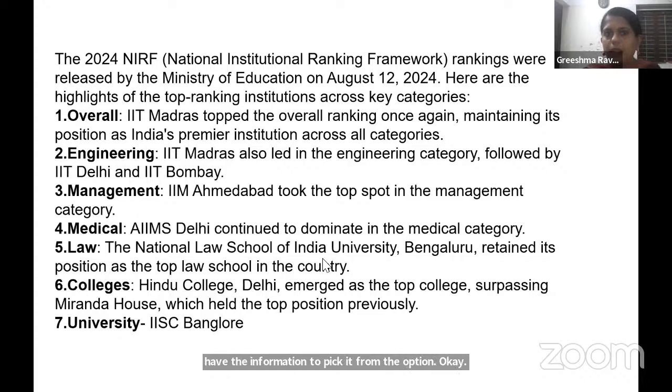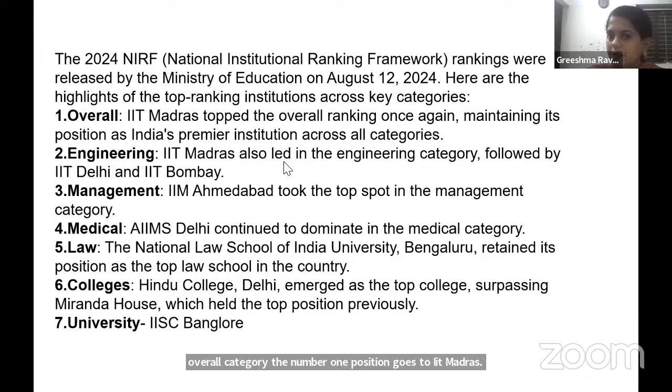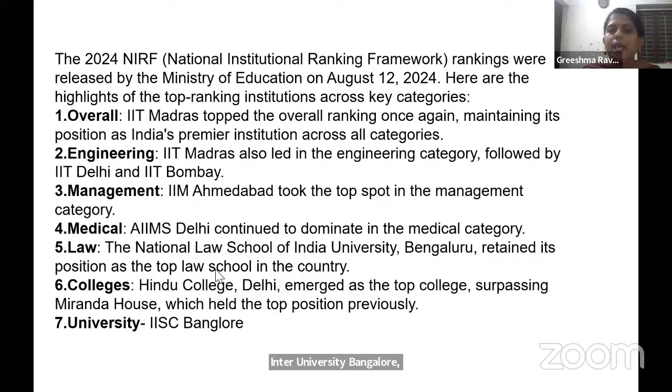So this is the latest NIRF ranking. In the overall category, the number 1 position goes to IIT Madras, and engineering also IIT Madras, management IIM Ahmedabad, medical AIIMS Delhi, law the National Law School of India University Bangalore, then colleges Hindu College. Previously, Miranda House was in the top position consecutively, but now Hindu College Delhi emerged as the top college. And on university basis, IISc Bangalore. So these are the top positions according to the latest NIRF ranking.